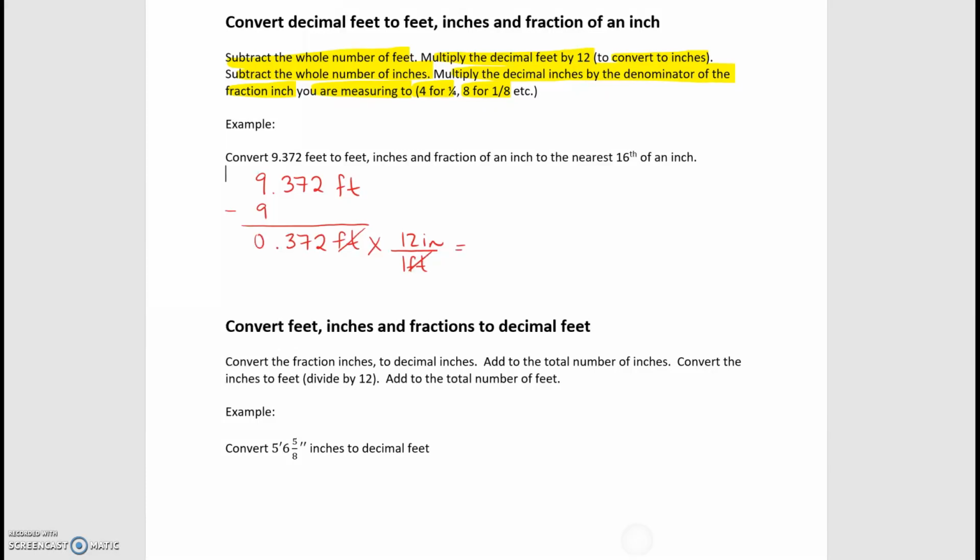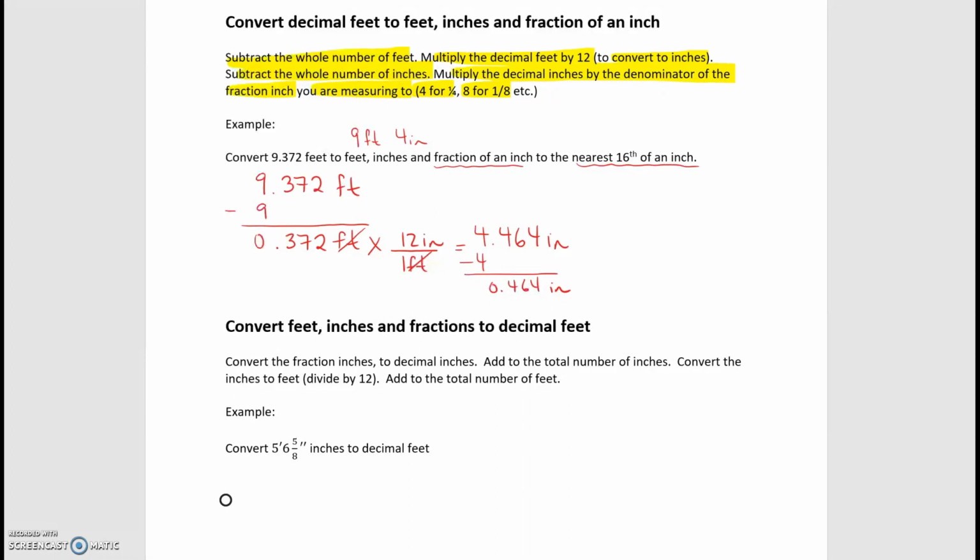That works out to 4.464 inches. We're going to take off the whole number of inches. So now we have 0.464 inches. And we want it, so we've got our 9 feet, we have our 4 inches, and we also want fractions of an inch to the nearest 16th of an inch.